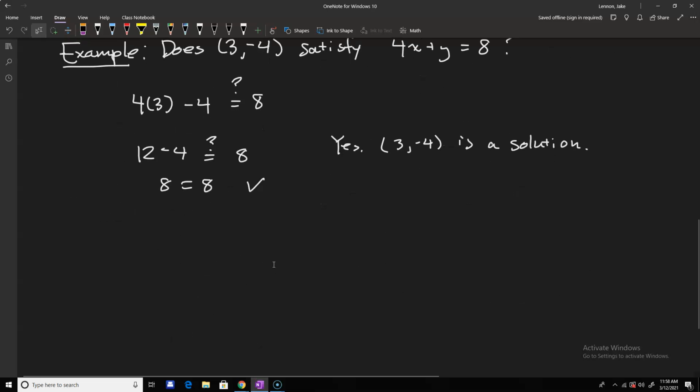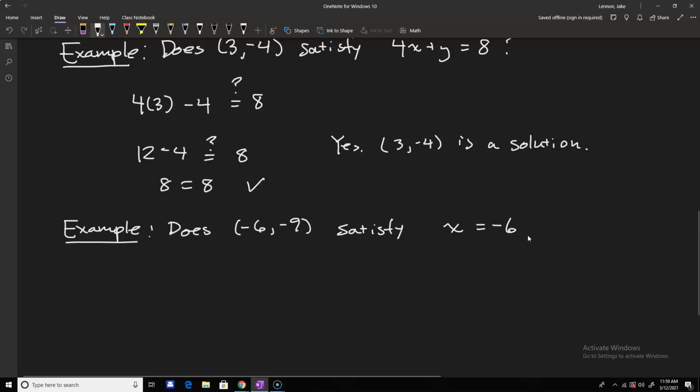So let's do one more of this type. Let's say example, does negative 6, negative 9 satisfy x equals minus 6? Well, this is actually quite easy. The y coordinate doesn't even matter. That's all we actually need to plug in is negative 6. So if you plug in negative 6 for x, does that equal negative 6? Sure does. Yes.